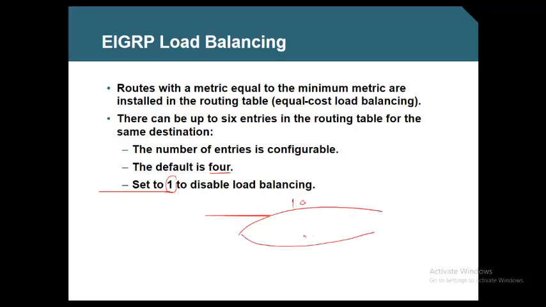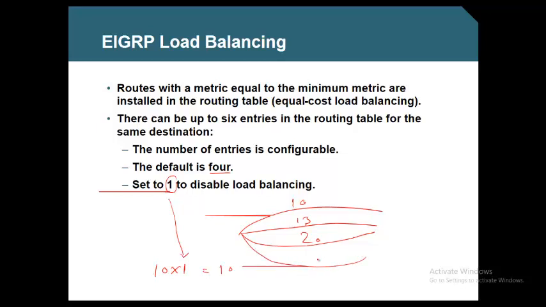Now, what is the lowest metric? 10. Multiplied by this variance. Multiplied by the variance one. What is the value you will get? 10. 10, isn't it? So if you will have another path with 10, it can consider. You got it?